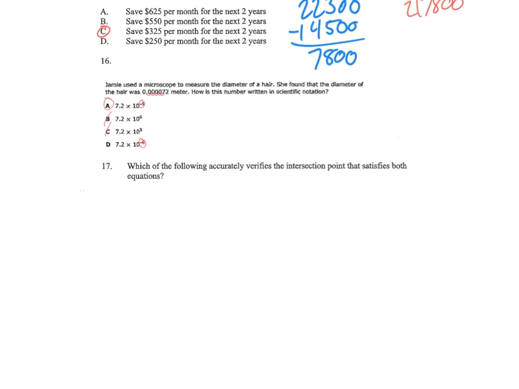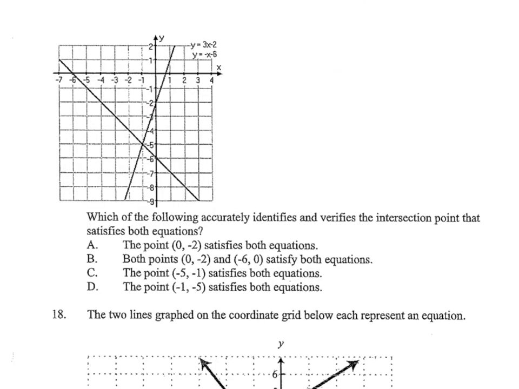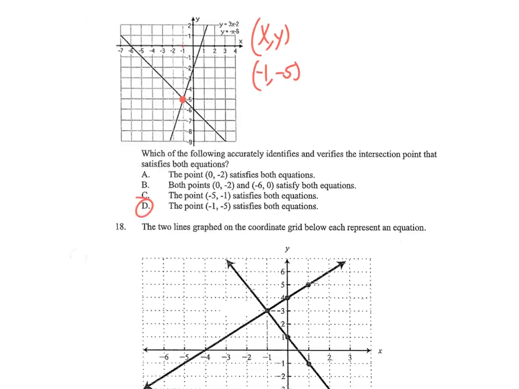Number 17, which of the following accurately verifies the intersection point that satisfies both equations? So it's pretty much just wherever they cross is what it means. So you look at your x. Remember, you need an xy pair on these. So whenever you do that, our x is going to be -1, and our y looks like it's going to be -5. So we're looking for -1, -5. Well, the only one that matches is D.